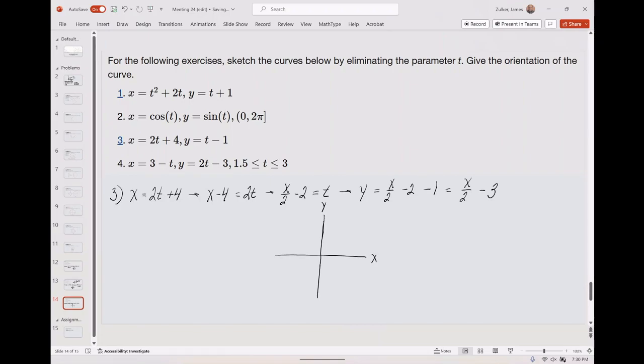Specifically, we go into the x-axis, mine's down. What's the slope? 1/2. Where's it going to cross the y-axis? -3. I don't know, maybe something like that. Just a sketch.